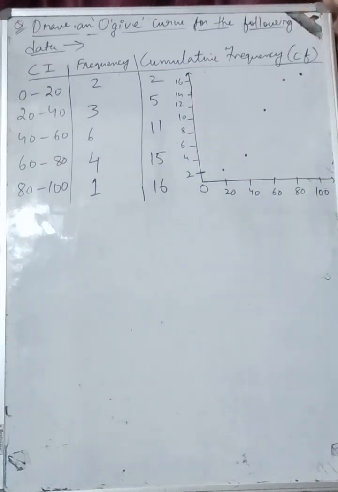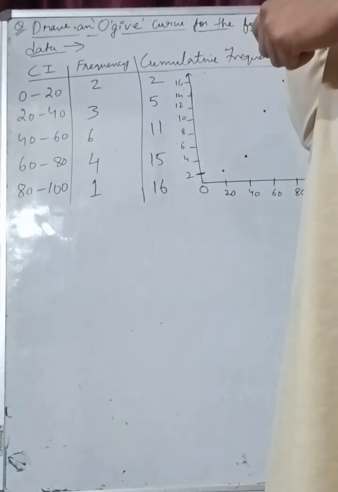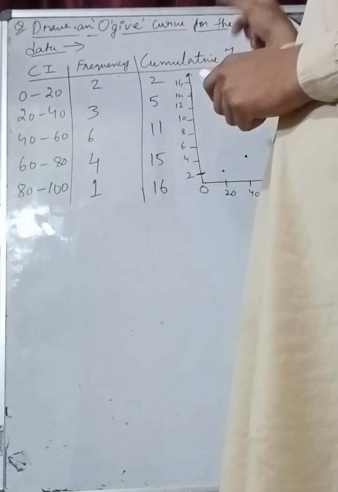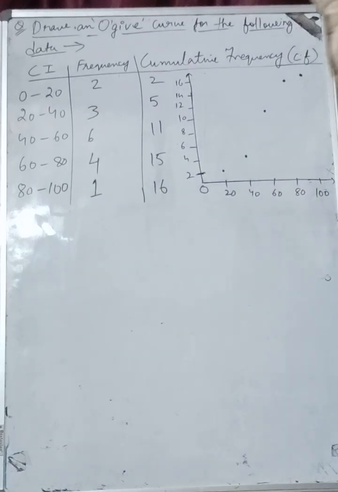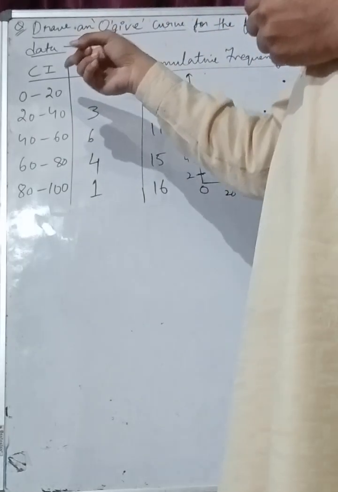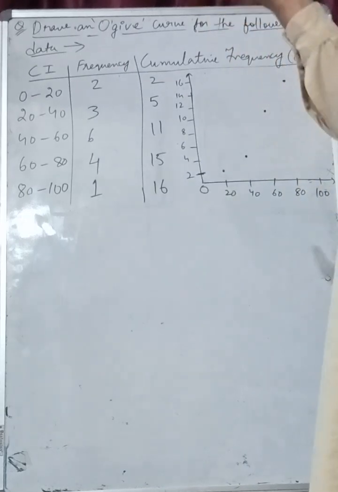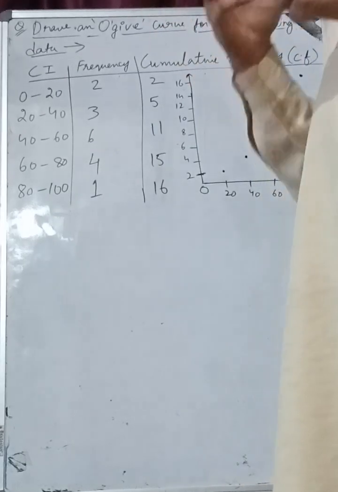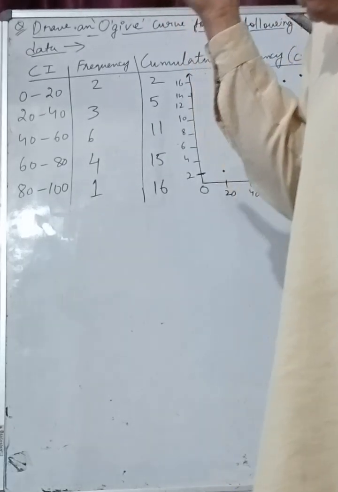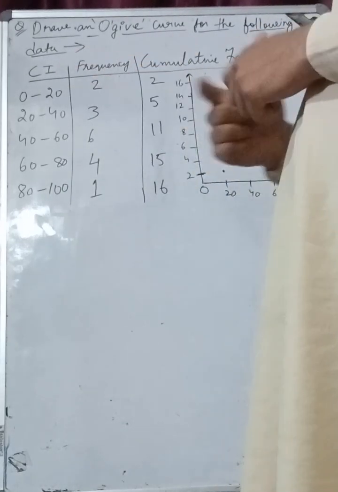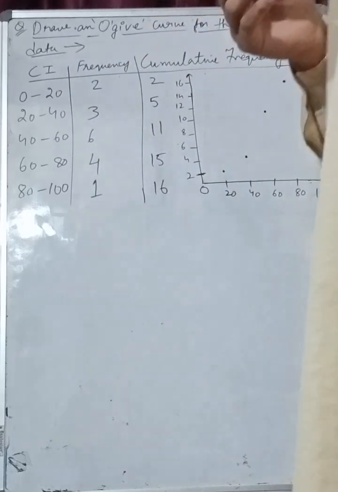Stats, class 10. Now in this question, we have to draw an ogive curve. So what kind of curve is this? It is basically made when we are asked to find the median of a continuous series. In case of a continuous series, if we are asked to find the median, we have to find it through the ogive graph, or you can call it the ogive curve also. These two columns will be given in your question.